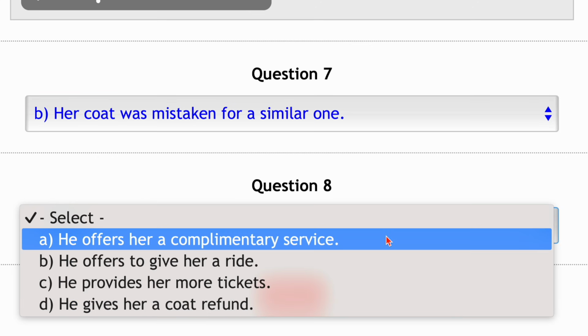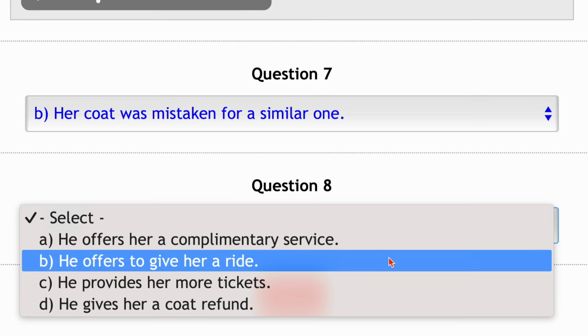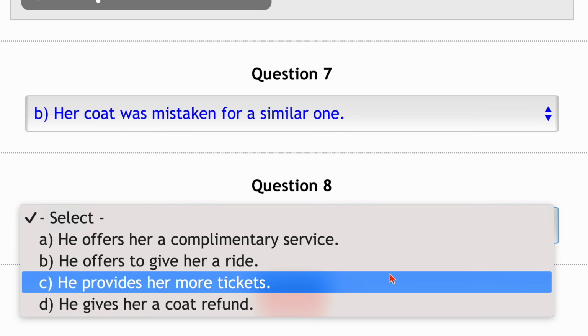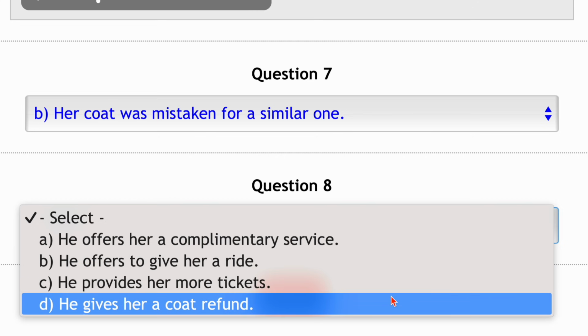He offers her a complimentary service. He offers to give her a ride. He provides her more tickets. He gives her a coat refund.